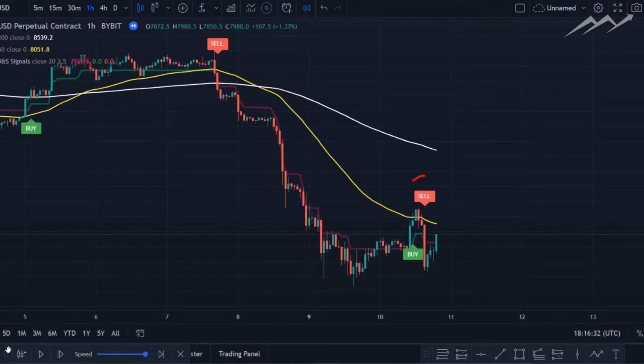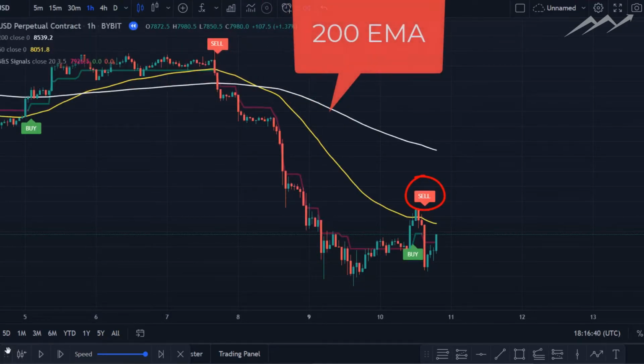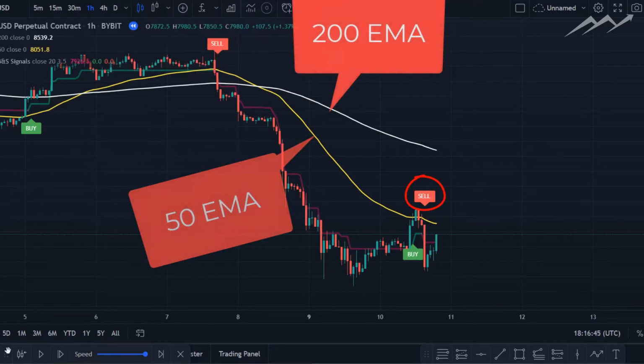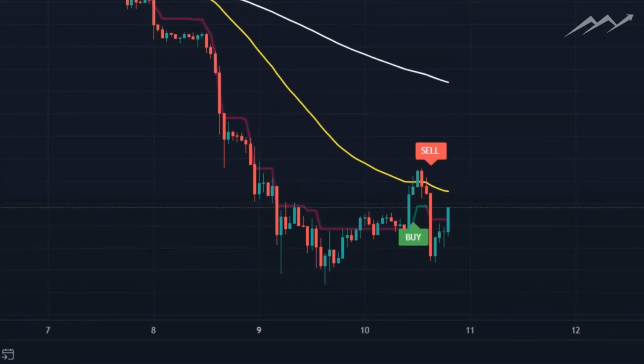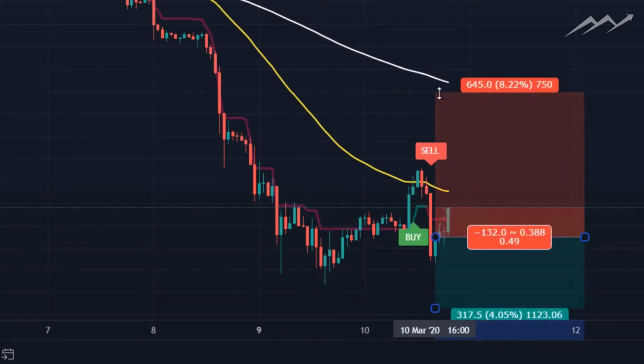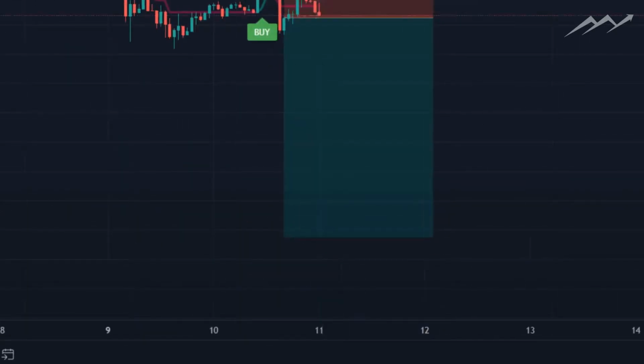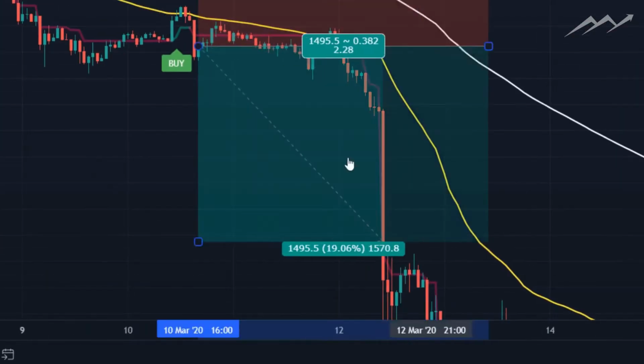We got a VumanChu Swing free sell signal because the 200 exponential moving average is above the 50 exponential moving average. This is the candle that will set off the alarm. The target is 1 to 3 and the stop is set at the 200 exponential moving average. Finally, the last example hits the mark.